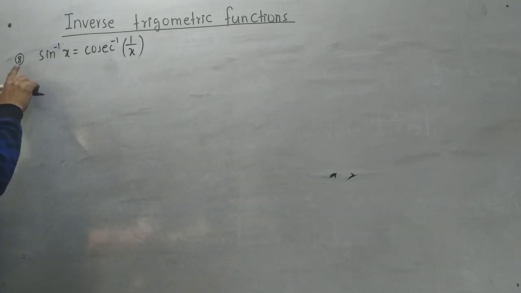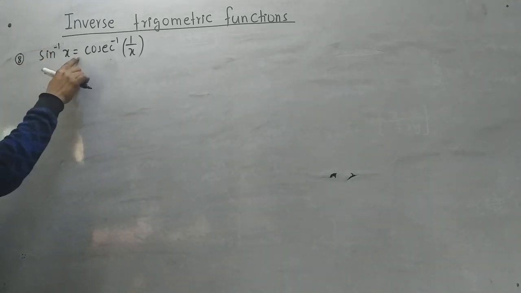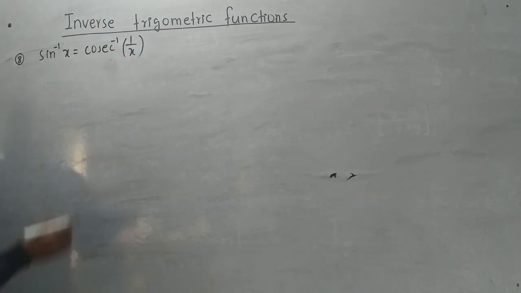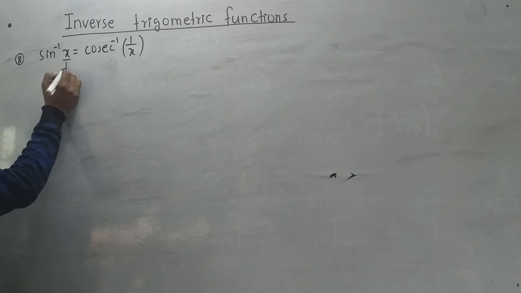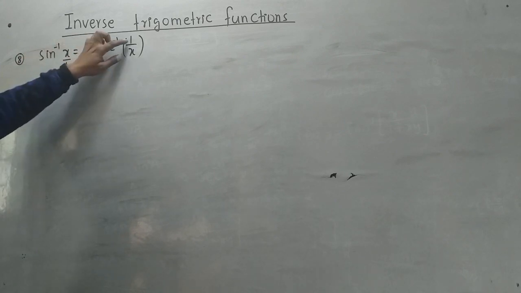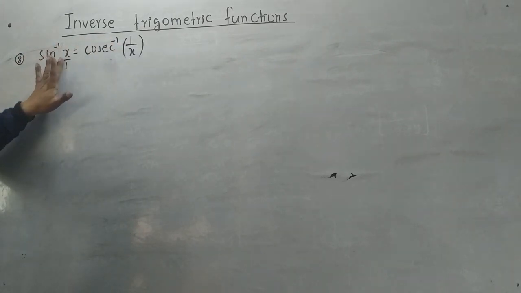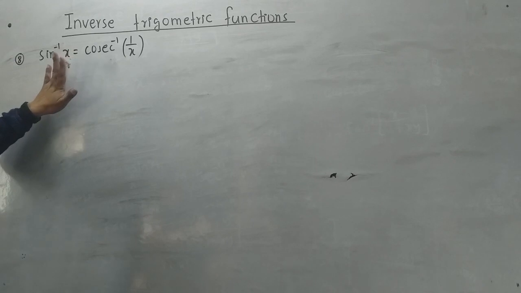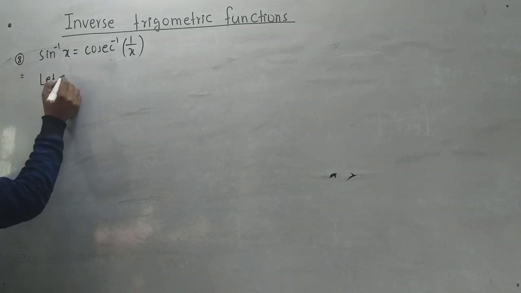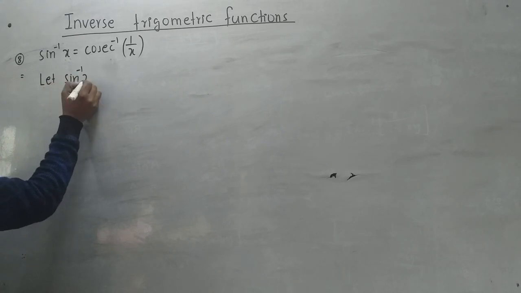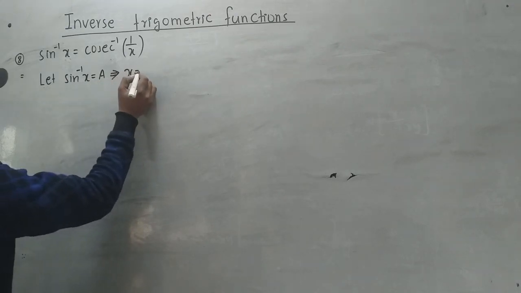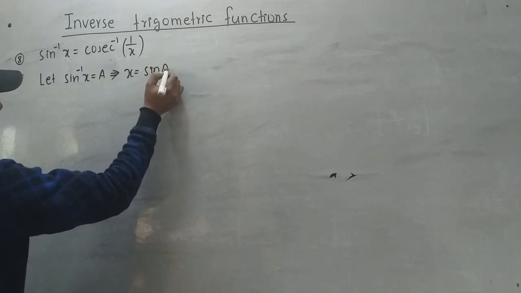Now formula 8, sin inverse x equals cosec inverse 1 by x. Now this x is x divided by 1, so the reciprocal of x by 1 will be 1 by x. But we will deal with the formula here. So here it is only one variable. Now let sin inverse x equals angle A. So it implies that x equals sin A.